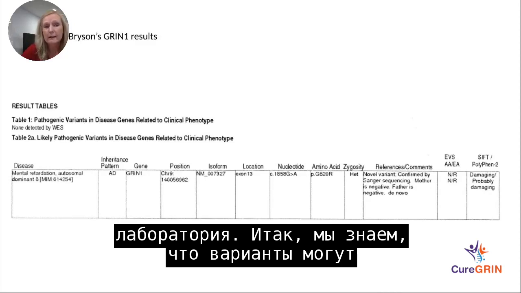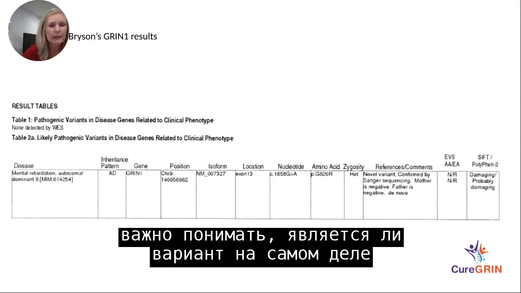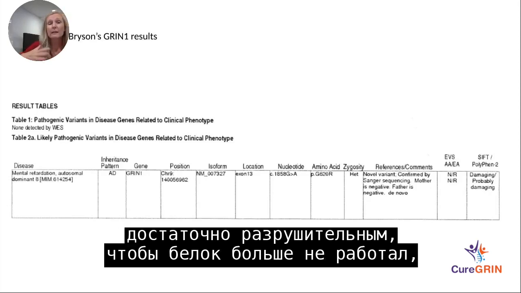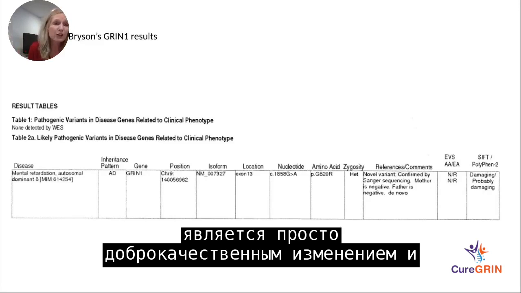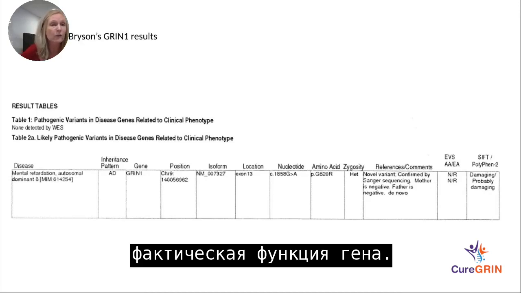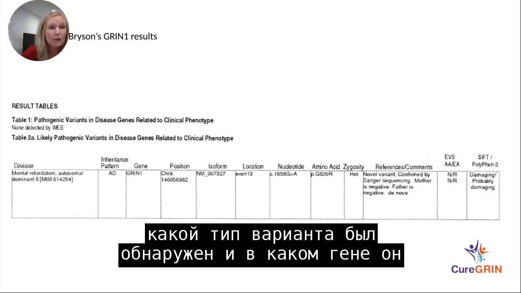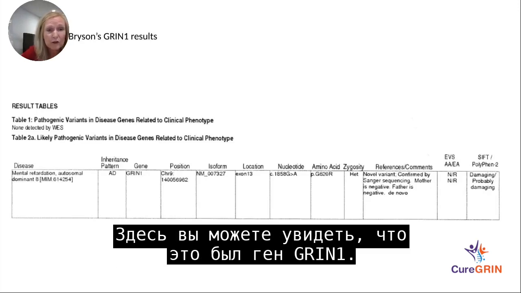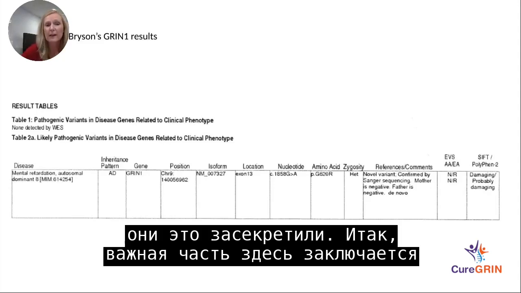So we all have genetic variants, but what's important to understand is whether the variant is actually damaging enough so that the protein is not working anymore, what we call pathogenic, or if that variant is just a benign change, actually a change, but not really causing any impact on the actual function of the gene. So what you really want to look for is what type of variant was found, and what gene it was found in. So here you can see the gene here was GRIN1. And then also the lab will include evidence about how they've classified that.